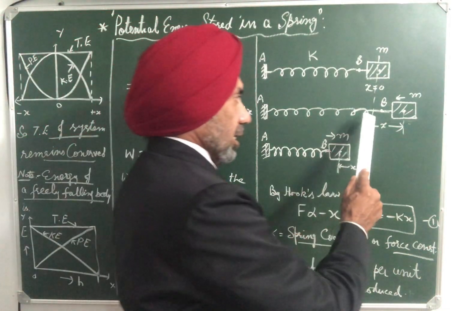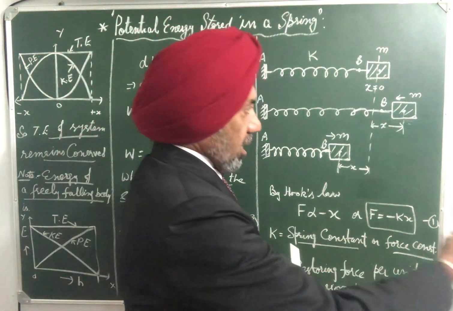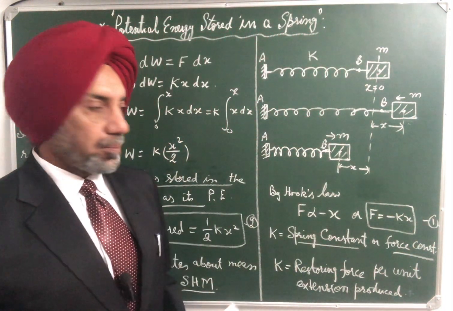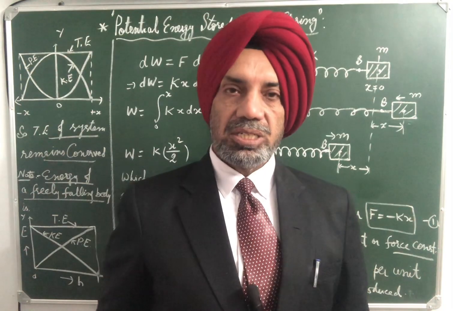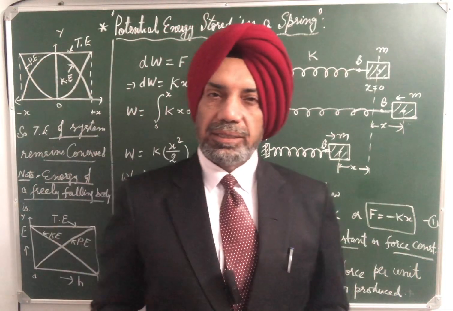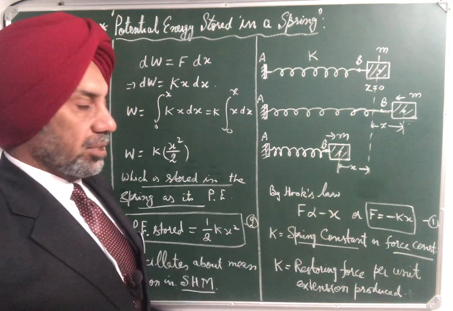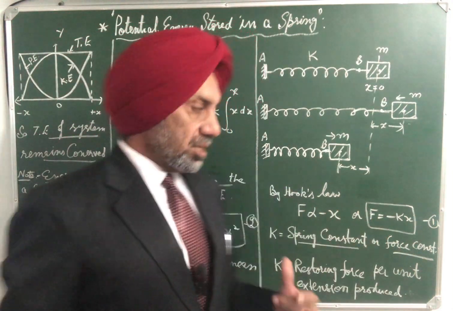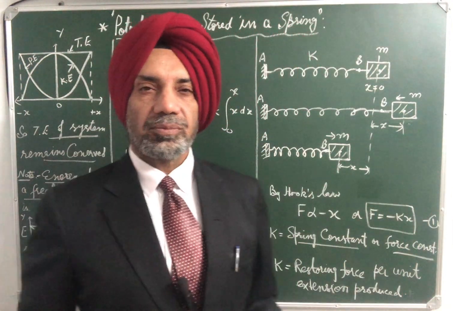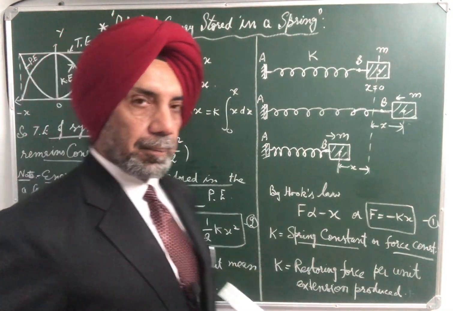And it is very clear, if the mass is lying on a frictionless surface, it will start oscillating about the mean position after pulling and then releasing. And this nature of oscillation will be simple harmonic in nature. And we can also calculate the time period of oscillation. At this stage, no need. In the simple harmonic motion chapter, I will discuss the time period of oscillation of this mass m also. So this is all about potential energy stored in a spring.